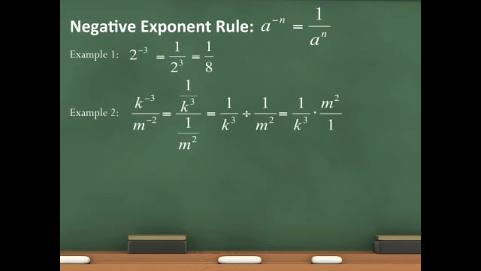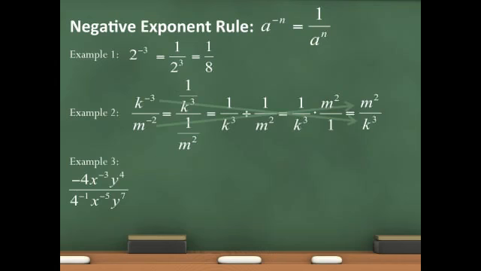Change the division to multiplication to get 1 over k to the third times m to the second, or m squared, over 1. Which is equal to m to the second over k to the third. Notice that k raised to the negative third power over m raised to the negative 2 simplifies to m squared over k to the third.